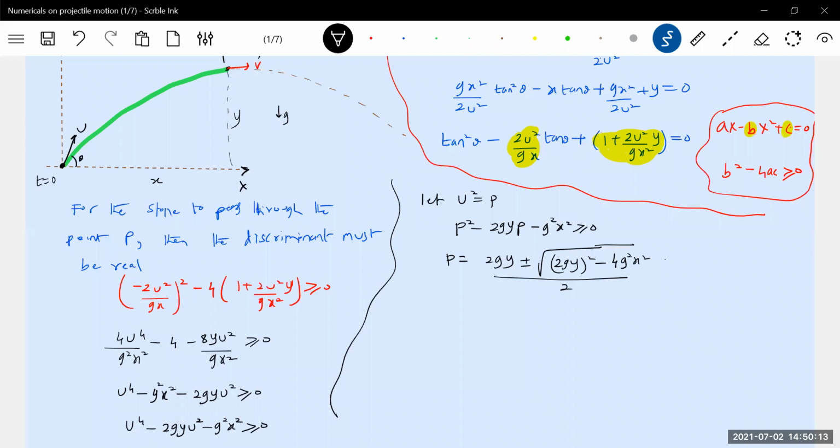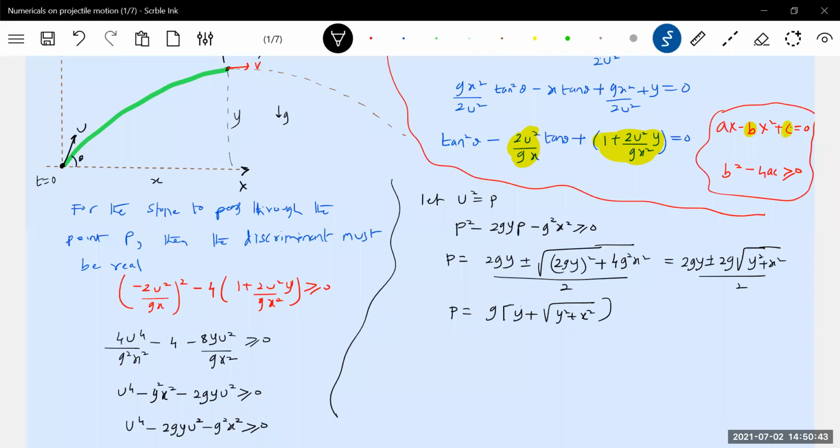Some quantities I can bring outside: 2gy plus or minus 2g. There should be minus of minus, so it should be plus y square, divided by 2. So the 2 also gets eliminated. So p is equal to gy, y plus root of y square plus x square.